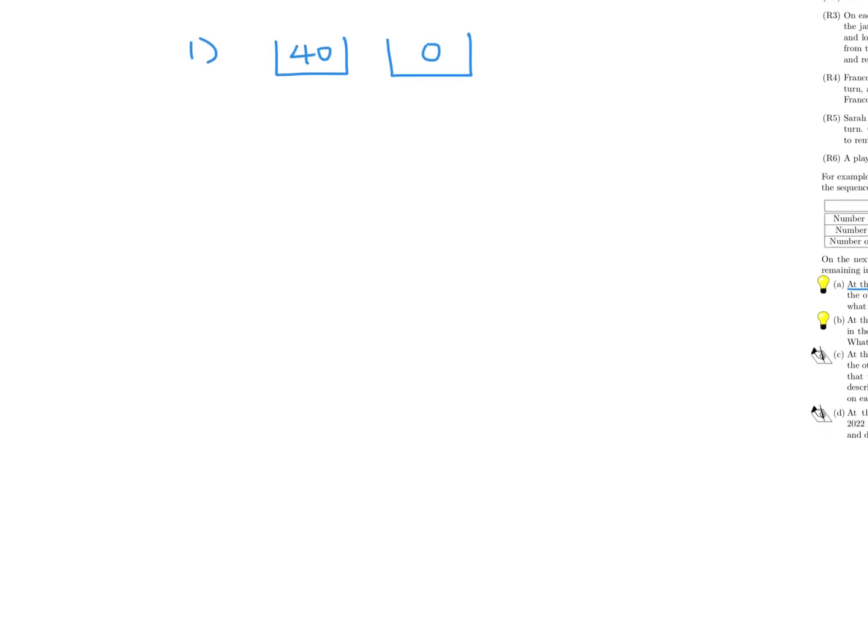So we have to put in 5 turns for each. So Frank's first turn, and then Sarah's first turn. Then Frank's second turn, then Sarah's second turn, and so on. Third turn, fourth turn, and finally the 5th turn.